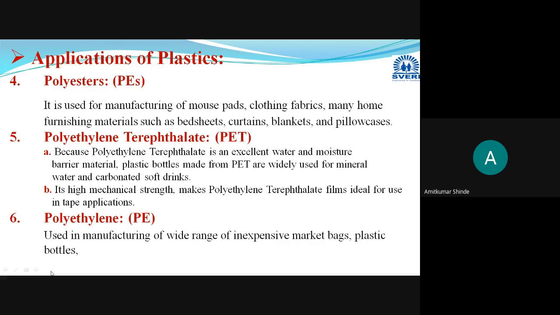The plastic bottles which have higher cost will be manufactured with the help of PET, that is polyethylene terephthalate. And the low cost plastic bottles can be manufactured with the help of this polyethylene. Some plastic bags can also be manufactured with this polyethylene. Whichever bags we are using in our day-to-day life while buying or carrying vegetables, all those bags are made up of this polyethylene. Okay.